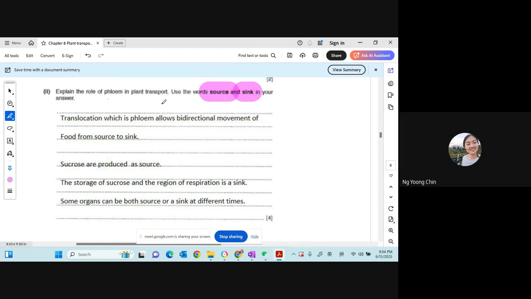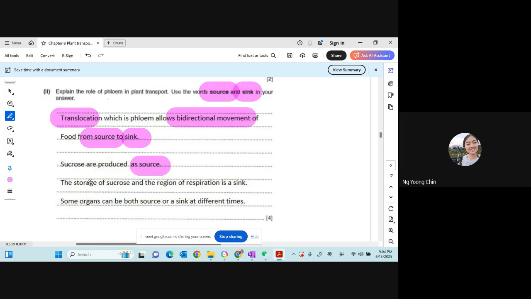Plant transport in the phloem we call translocation, because they are involved in moving the sucrose and the amino acids in two directional movements. Okay, so actually they are moving the food from the source, where they are produced, to the sink, where the nutrients will be used. So the sucrose is produced at the source in the leaf. And then where is the sink?